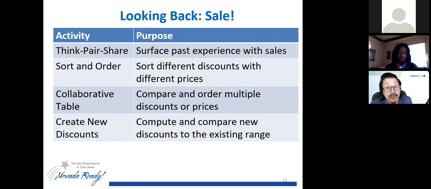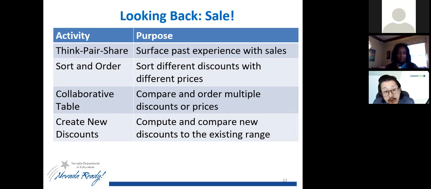The objective of that activity is to have students surface what they've experienced in the past with sales, then sort through numerical discounts, then compare and order multiple discounts that are given in this catchy verbal way, but then ultimately to create, compute, and compare new discounts, right? This is the trajectory of the lesson conceptually.